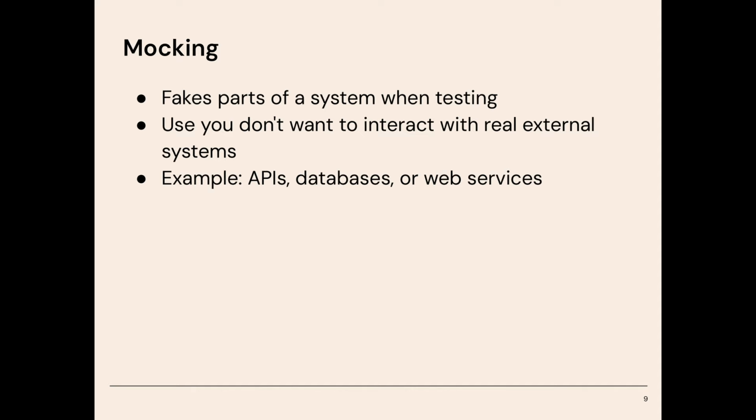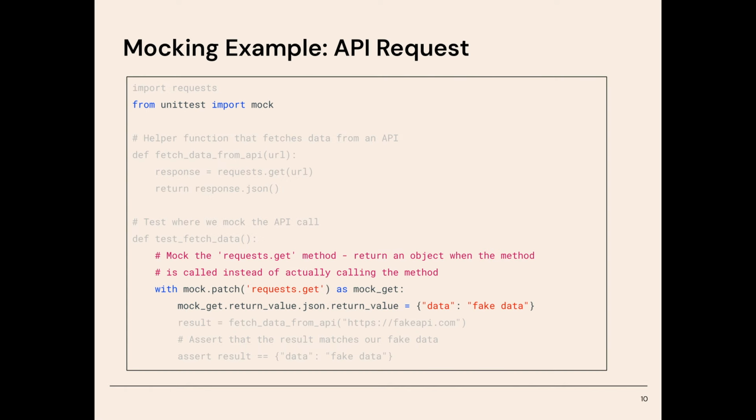So let's say you have a function that fetches data from an API, but you don't want to actually make that API call every time you test it. Instead, you can mock the API response. Here's a simple example using unittest.mock in Python. In this example, instead of making an actual API call, we simulate the response by returning fake data when request.get is called.